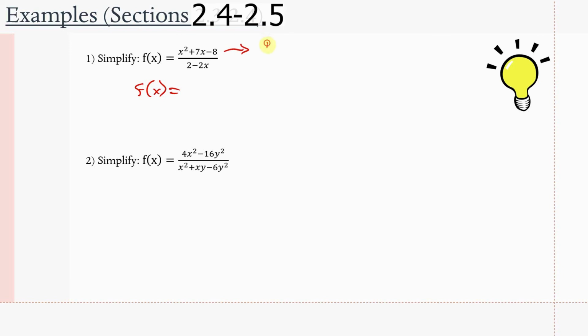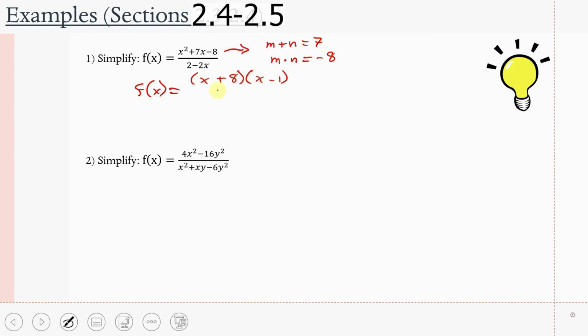Again, we need two numbers, m and n, that add up to 7 and multiply to negative 8. So what two numbers add up to 7 and multiply to negative 8? Well, those numbers would be 8 and negative 1, right? 8 plus negative 1, or 8 minus 1, will give you 7. 8 times negative 1 will give you negative 8, and we put it in this form of x plus m times x plus n, and n is negative 1, so it's going to be a negative.